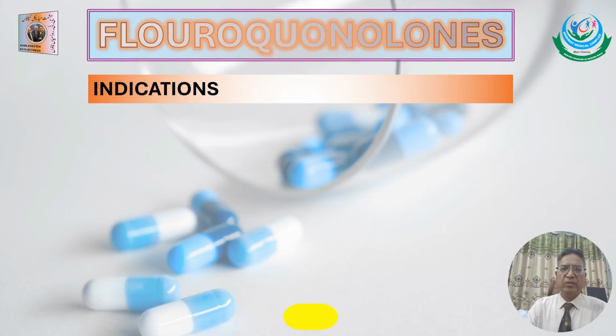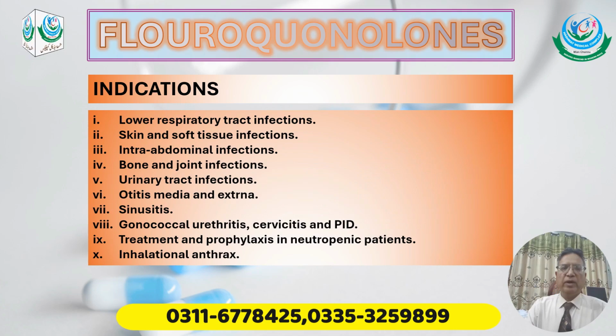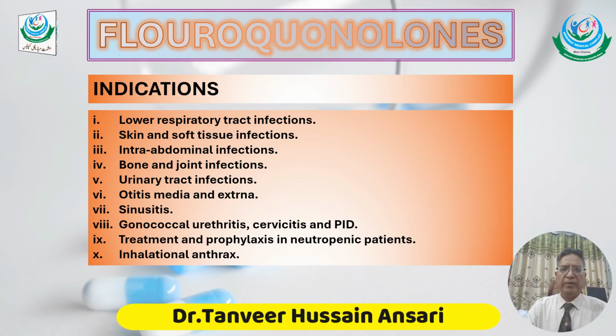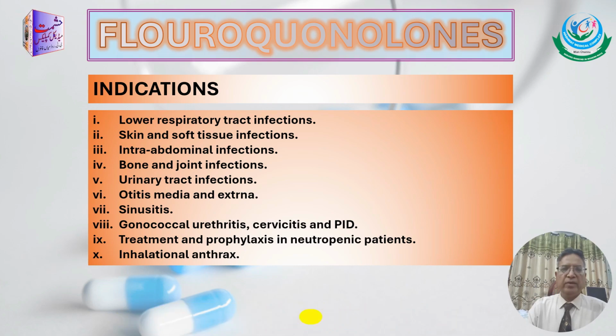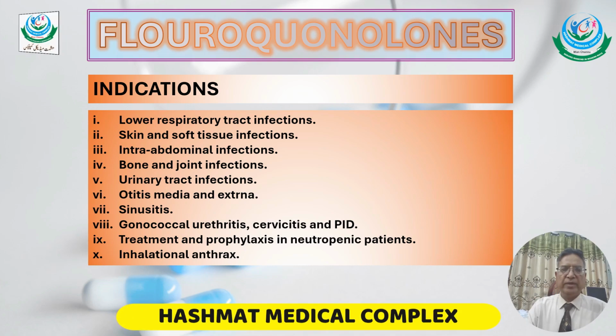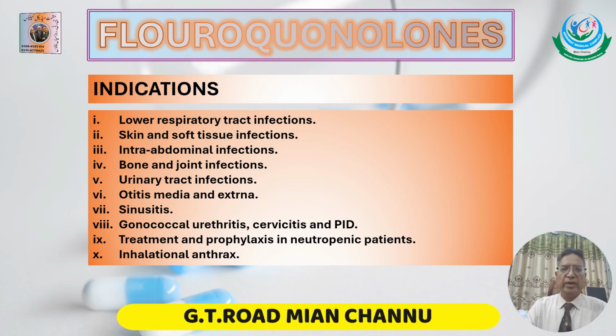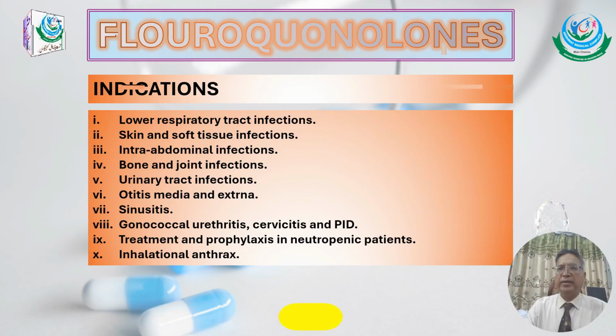Indications of this group of drugs include lower respiratory tract infections, skin and soft tissue infections, intra-abdominal infections, bone and joint infections, urinary tract infections, otitis media and otitis externa, while they are also helpful in sinusitis and also used in gonococcal urethritis, cervicitis, and pelvic inflammatory disease. They are used for the treatment and prophylaxis in patients with neutropenic crisis and also used in inhalational anthrax.